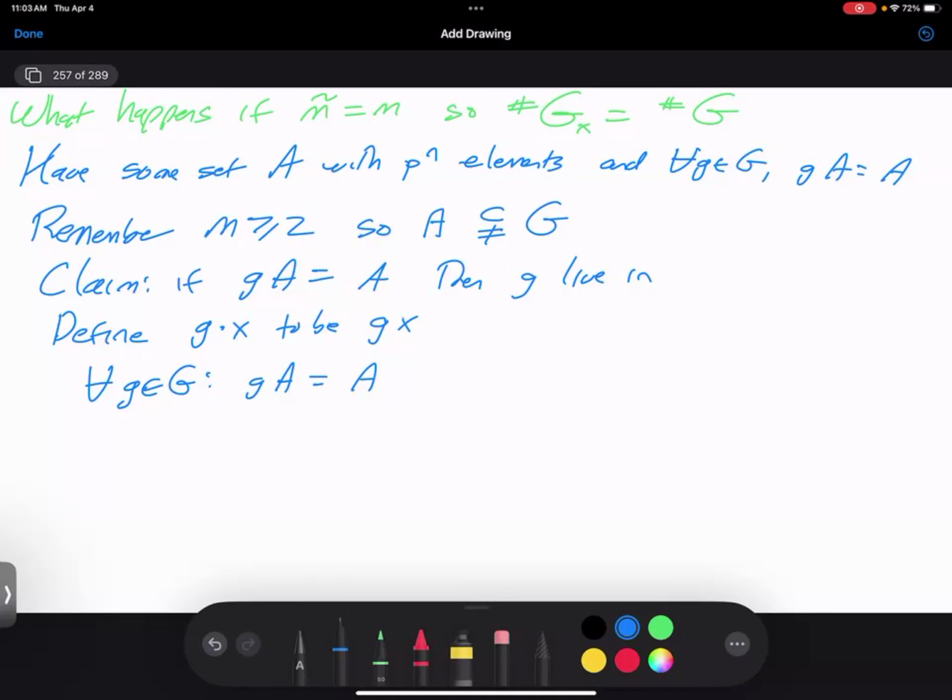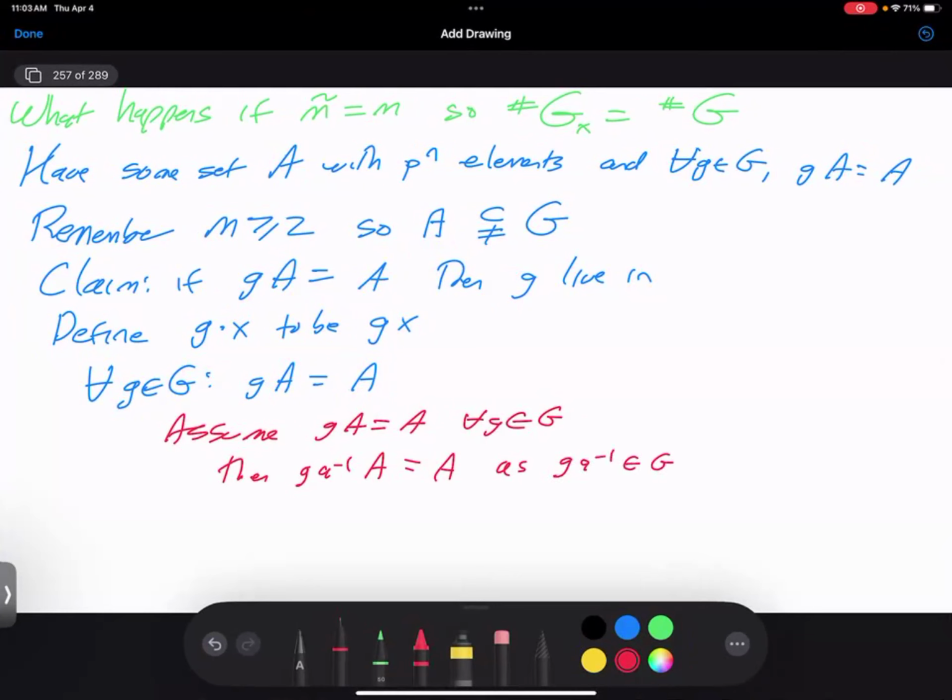Now, so assume gA equals A for all g in G. Then what would g inverse acting on A be? What would that equal? That would also have to be A, because we're assuming that gA equals A for any choice of element in G. Is g inverse in G? Yes. So this is true as g inverse is in G. If you want, on the previous line, instead of using g, I could use maybe g tilde. And so this is set g tilde equal g inverse. So we have g inverse A equals A.